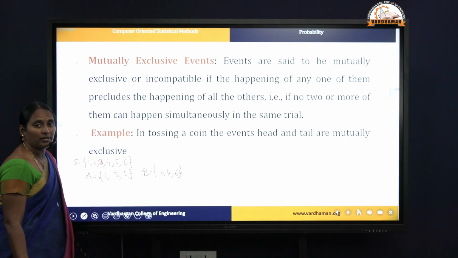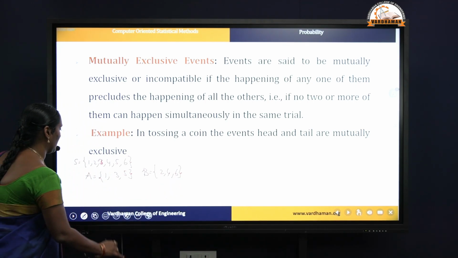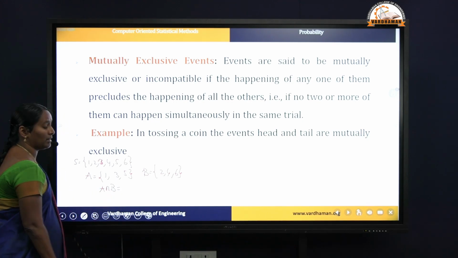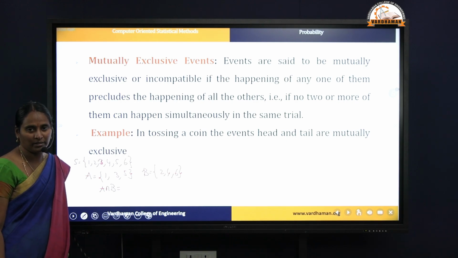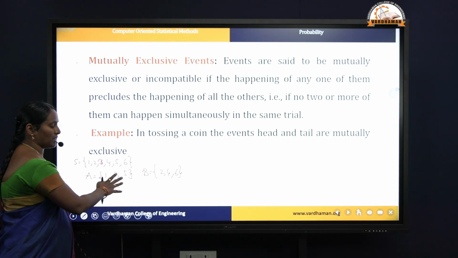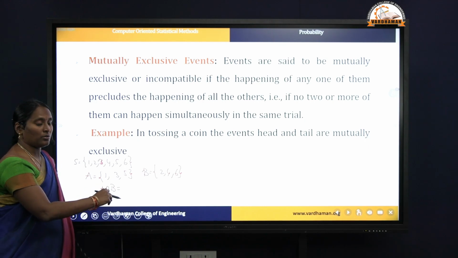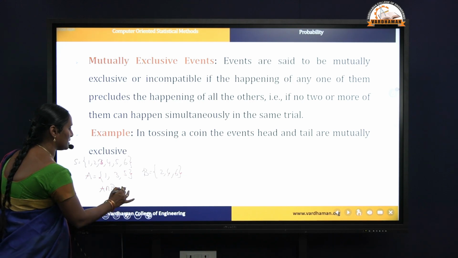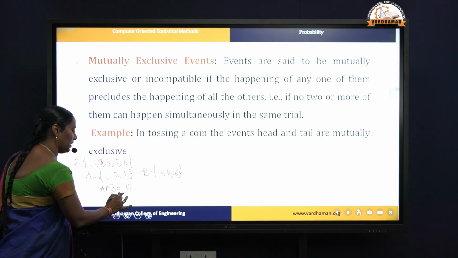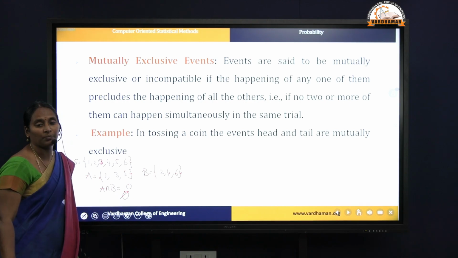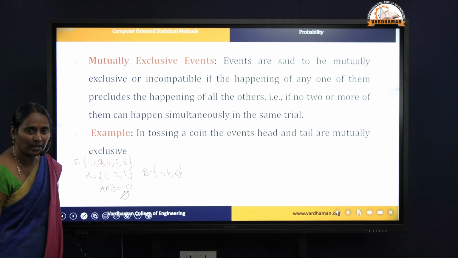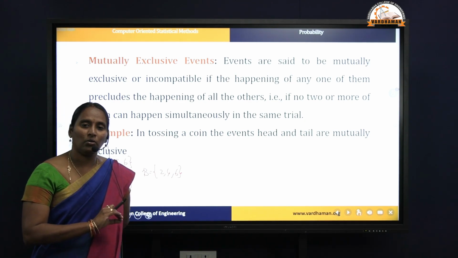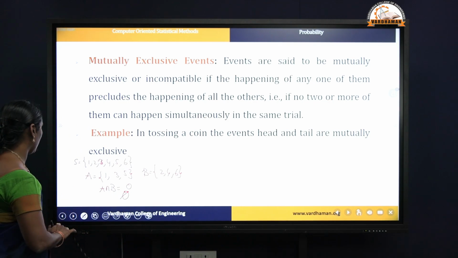If you discuss the concept of A intersection B, what is the common element of these two sets? Actually, these two sets are different. The happening of one event precludes the happening of the other event. So there is no common element. We define this as empty, and instead we write it as phi. This is what we call that no two events can happen simultaneously. So this is what we call mutually exclusive events.